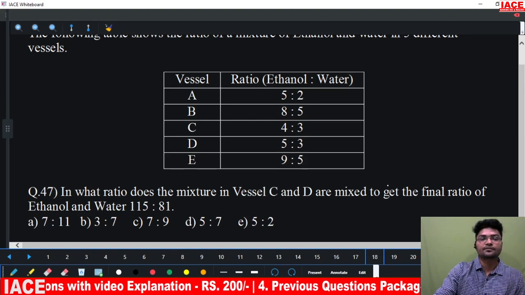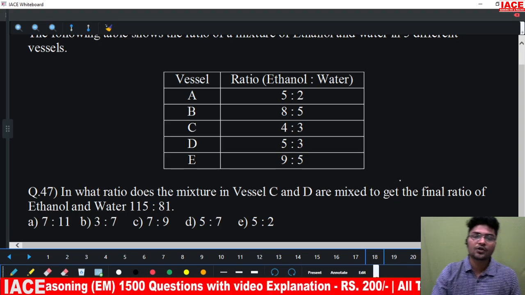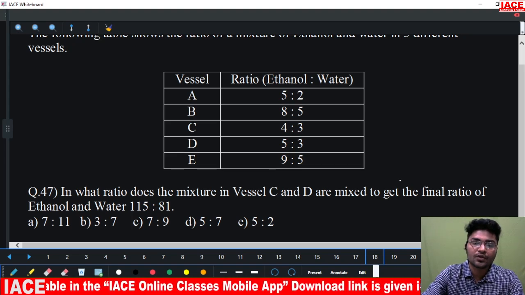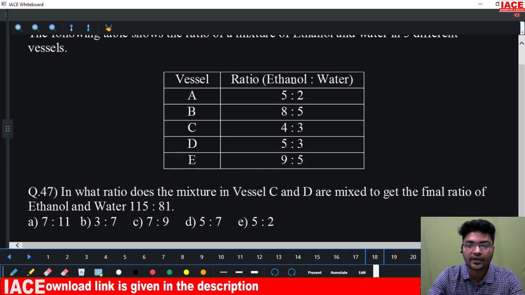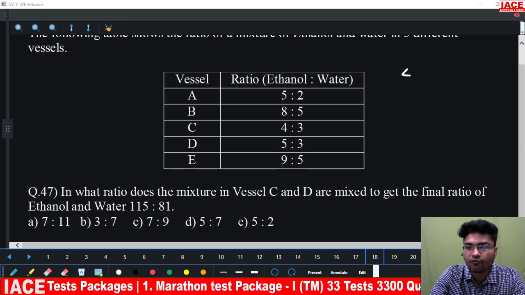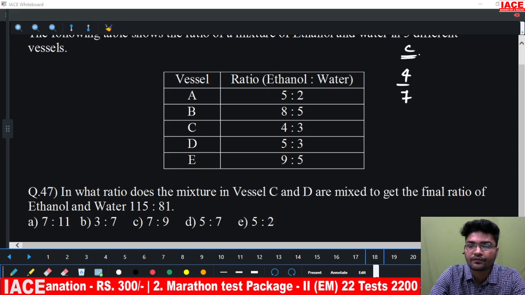In what ratio does the mixture in vessel C and D are mixed to get the final ratio of ethanol and water, 115 is to 81? So I'll apply mixtures and alligations. Vessel C, ethanol is how much? 4 by 7. We are talking about C.